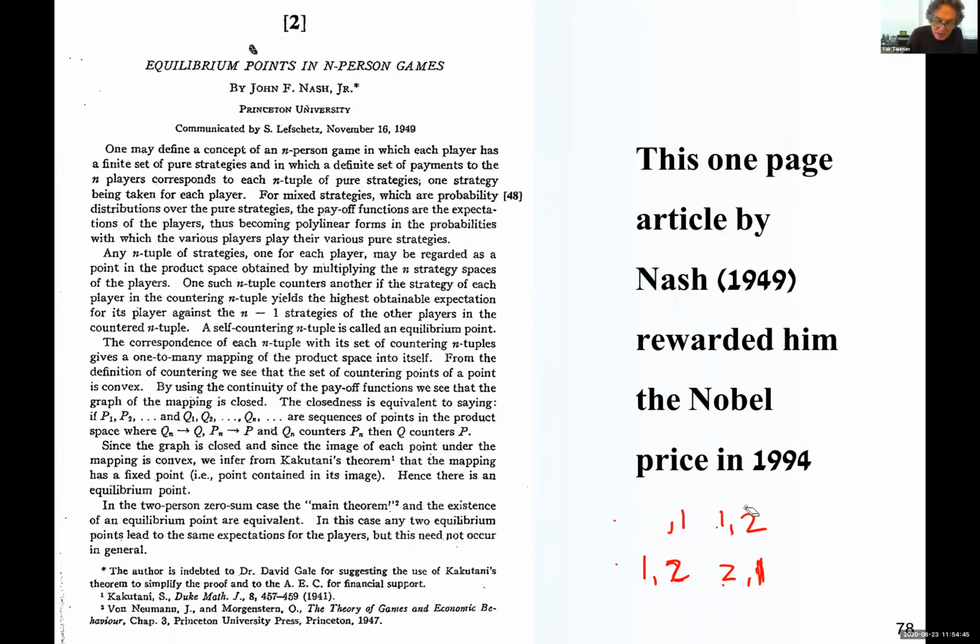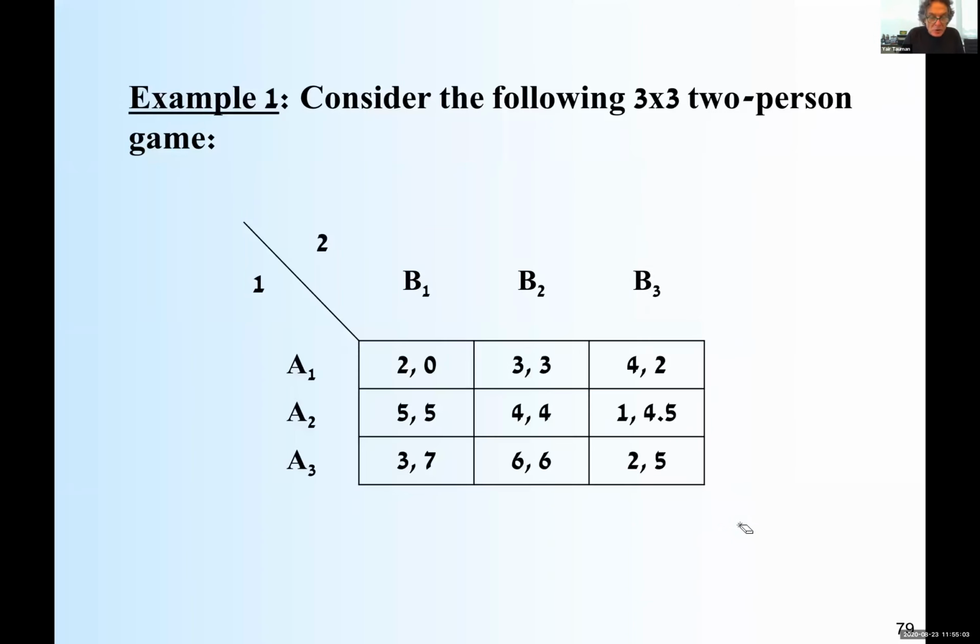And now let's go into some examples and see how to compute a Nash equilibrium. I'm telling you, it's very, very easy to compute a Nash equilibrium, and I'll tell you the technique in a few minutes. So look at this game. Player 1 has 3 pure strategies, A1, A2, A3. Player 2 has 3 pure strategies, B1, B2, B3. The question: what is an equilibrium?